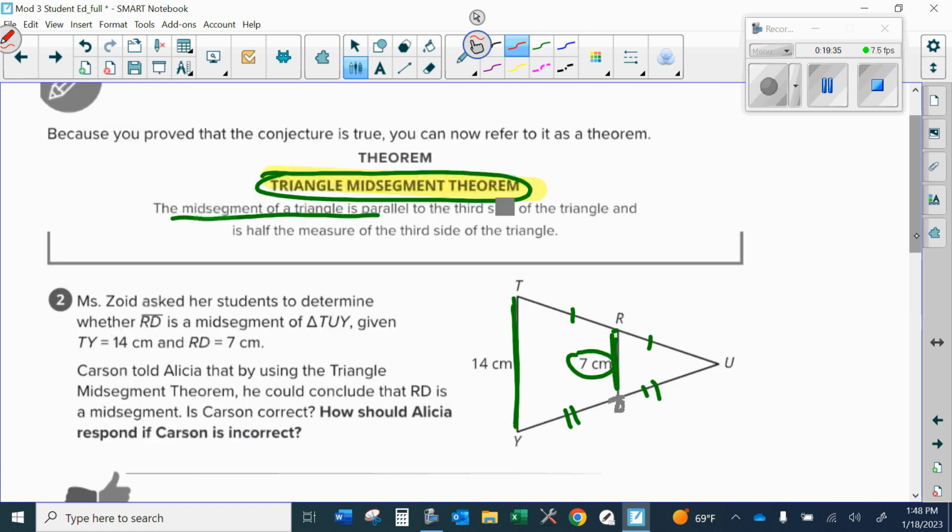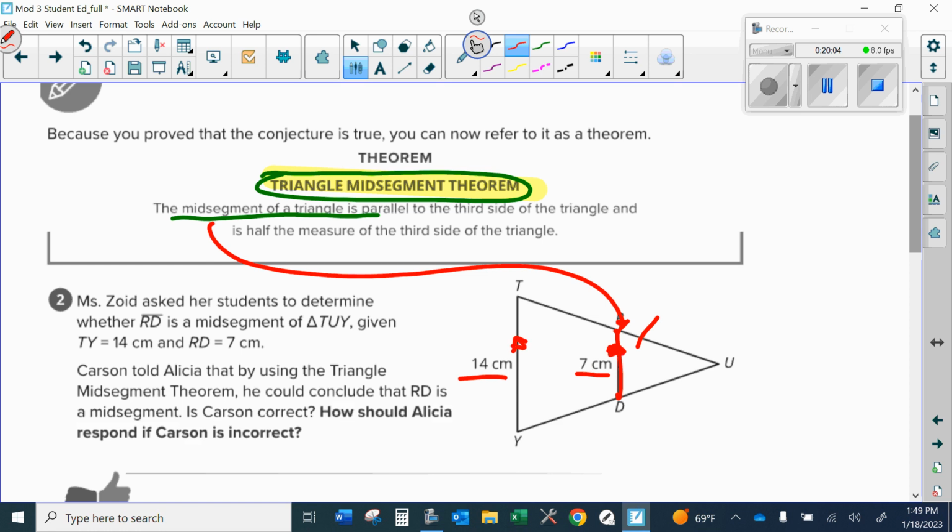All right, triangle mid-segment theorem. This is just like the trapezoid mid-segment theorem. What it's saying is, if I take the midpoints of 2 sides and connect them, then it's going to be parallel to the base and half of the base. 7 is half of 14. So the mid-segment of a triangle, here's the mid-segment, is parallel to the third side. So that's why I had the parallel symbols on there. And half the measure of the third side. 7 is half of 14.